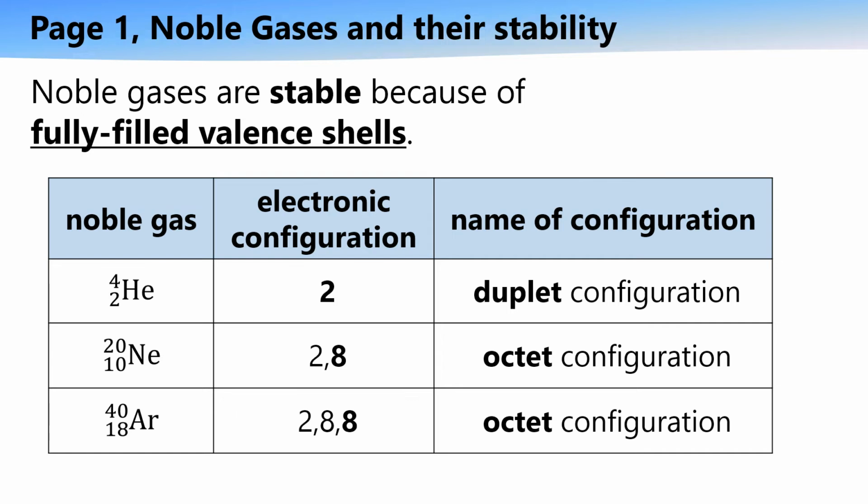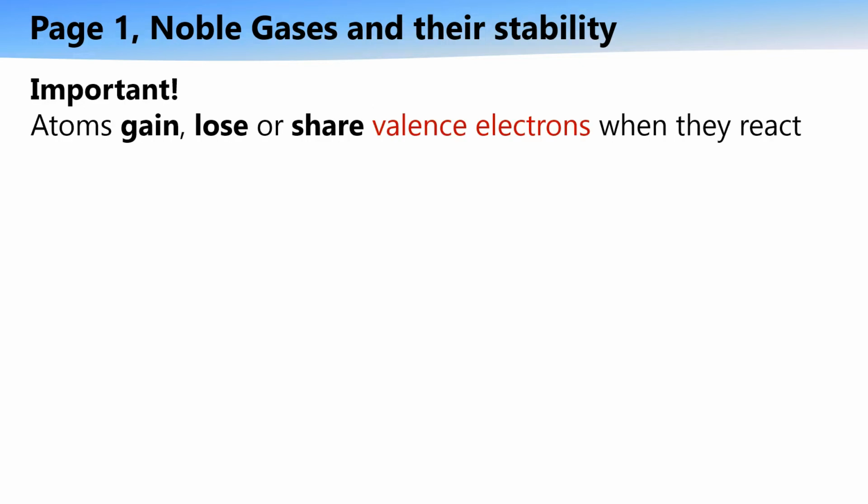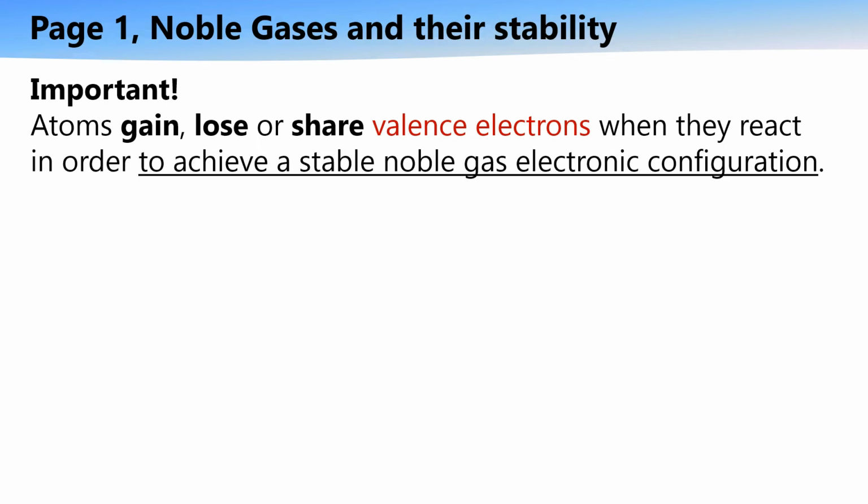All right, so I reiterate. Noble gases are stable because their valence shells are fully filled. So very, very important. Atoms gain, lose, or share valence electrons when they react so that they can achieve a stable noble gas electronic configuration.